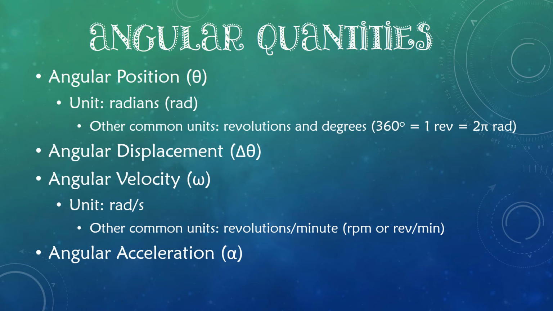Lastly, we'll talk about something's angular acceleration, or the rate at which its angular velocity is changing. Again, we can have average or instantaneous. And the units that we'll use here are radians per second squared. For the most part, these are the only units that you'll see with angular acceleration, although rarely you could see revolutions per minute squared.